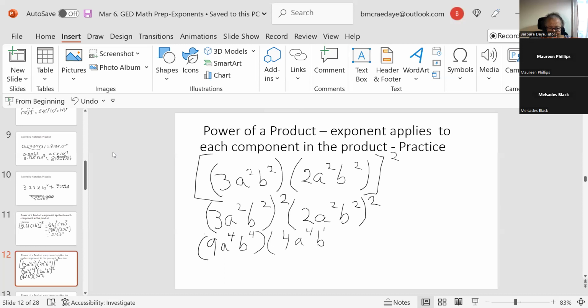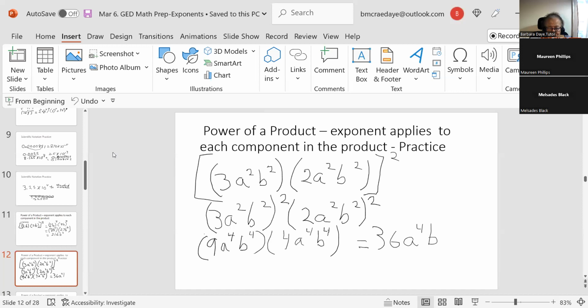4. That's it. And now multiply the coefficients. What's your answer, Maureen? Multiply the coefficients. 9 times 4. 9 times 4 is 32. 9 times 4 is what? 36. 36. So the answer is 36. A to the 4th, B to the 4th.